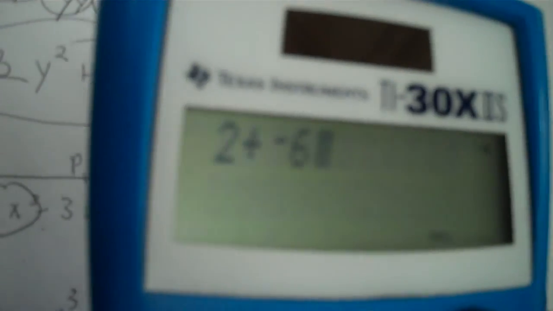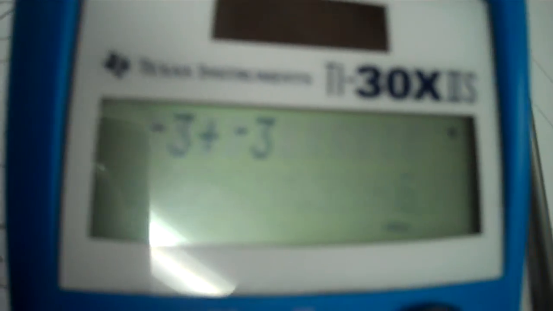So x third I take here with a 2, here with a negative 6. So I take 2 plus negative 6, negative 4. X second, I have a negative 3 and a negative 3. So I'm adding negative 3 plus negative 3. That's negative 6. Then x, I have a 5 and a 5. 5 plus 5 makes 10. Okay.